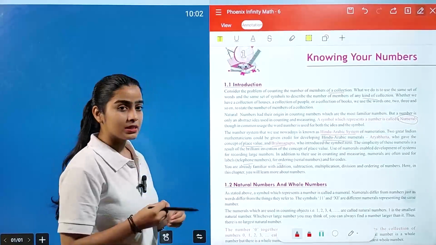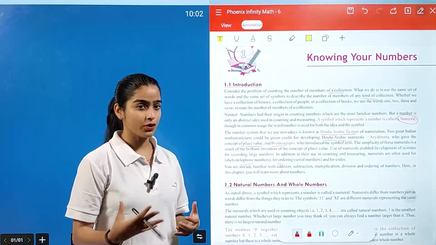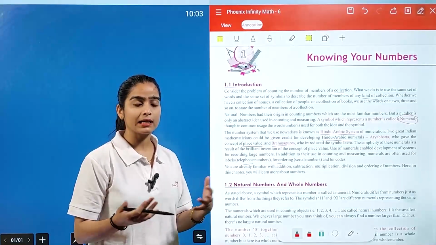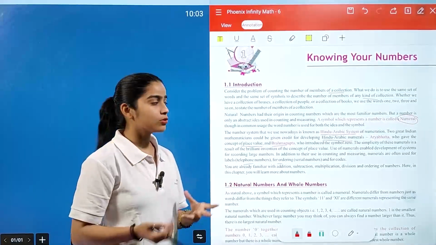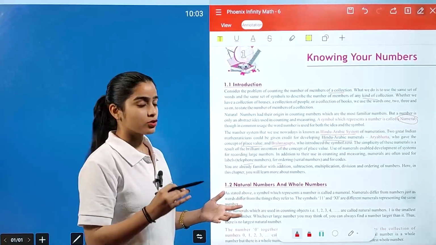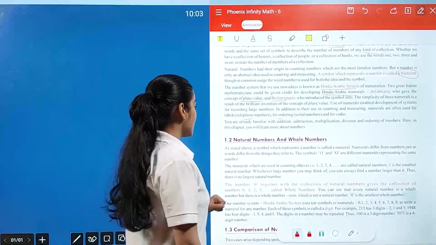Now we use these numbers in our day-to-day life, for example, for ordering and for telephone numbers. If I ask you what your telephone number is, you might say 989464, anything you like. Your mobile number includes only numerals, not any alphabet. So this is the concept we learn in this section.